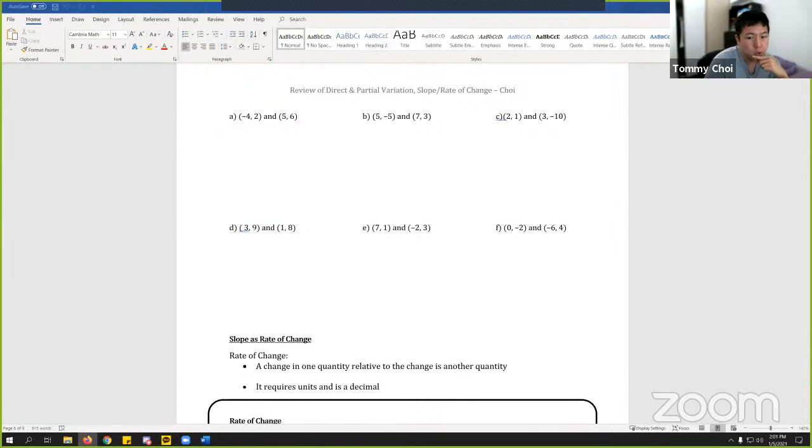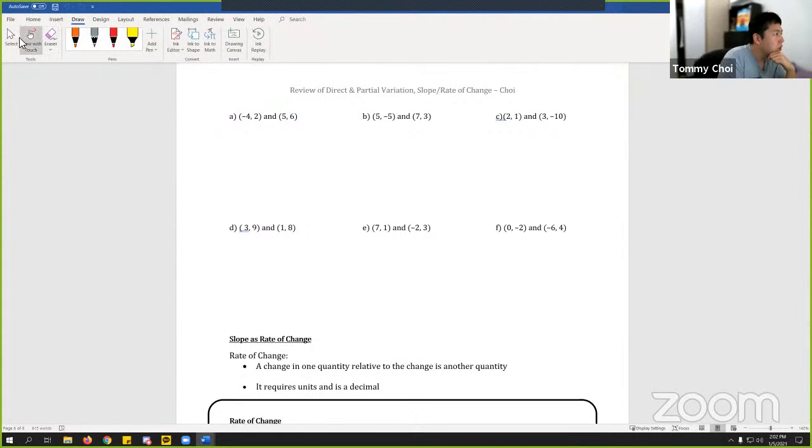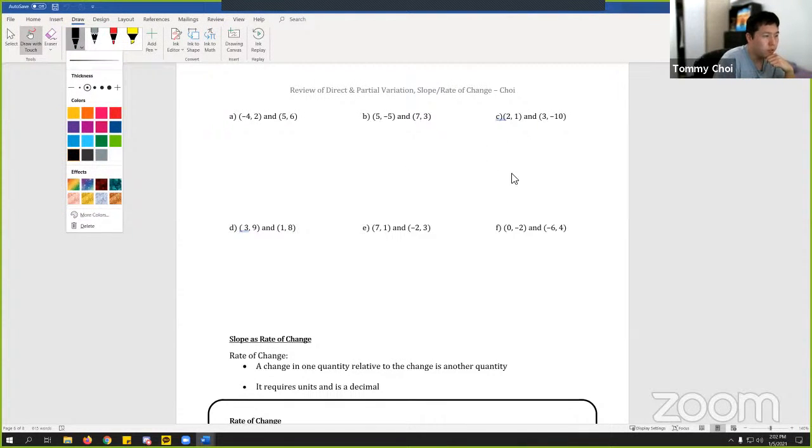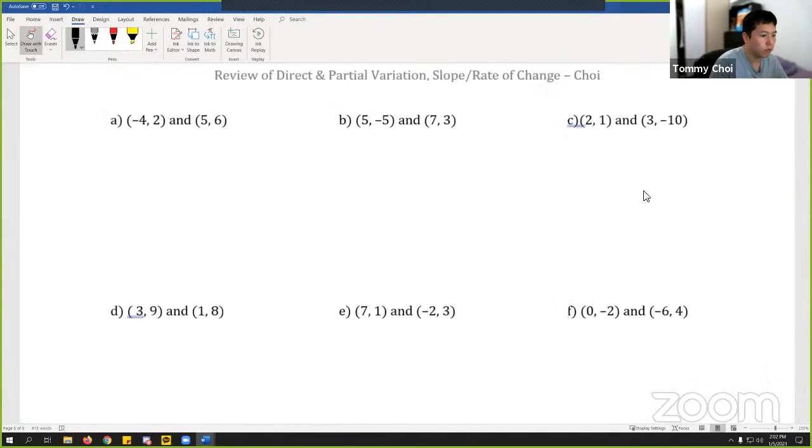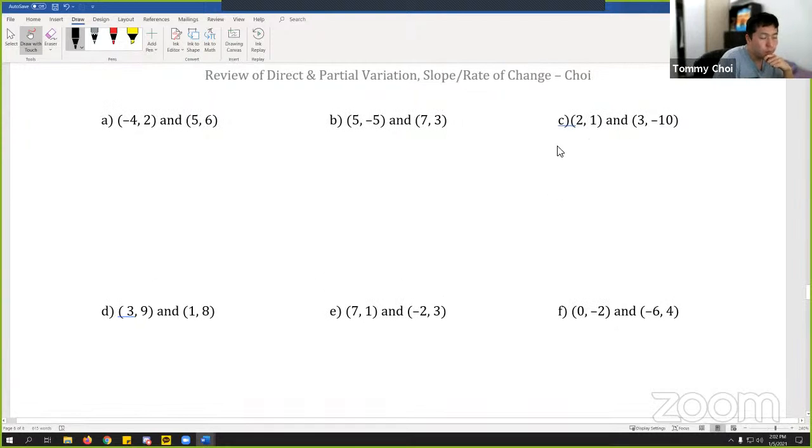Okay, so let's go through some of the questions here. Why is this not working? Ah, there we go. Okay, so some of you did finish the slope stuff here. Some of you did not. So let's go over and take up the answers here. So the slope equation, once again, it was question B.